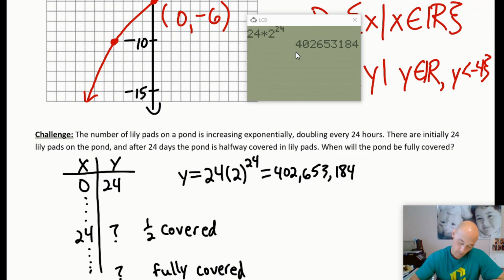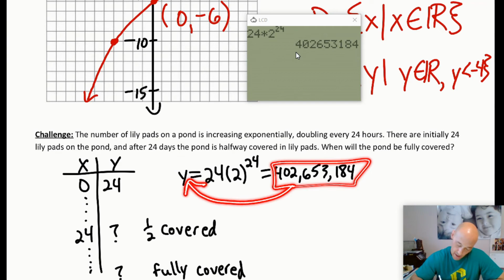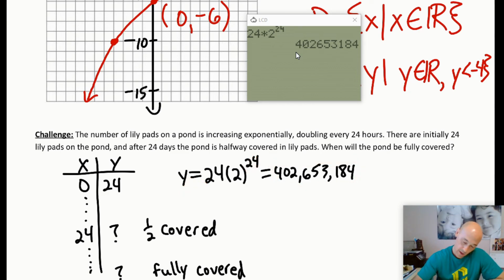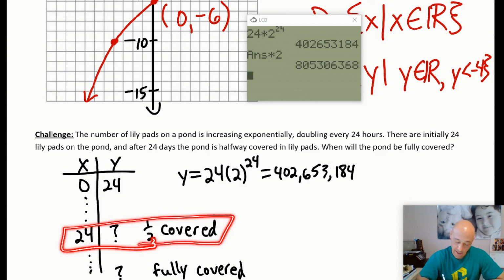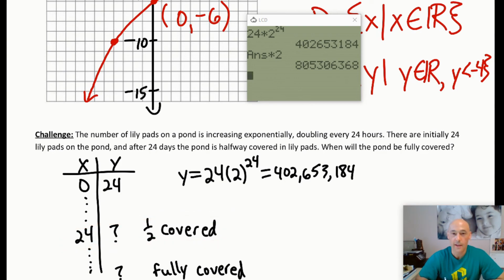So what we want to know is if we take that 402 million and we plug it in for y, we have to double it and plug that in for y. That'll be fully covered, and then we'll solve for x. All right, so we're going to take that value, we're going to multiply it by 2. Oh, this is tricky. It doubles every day. So if it's half covered at the end of day 24, it'll double the next day and it'll be fully covered.